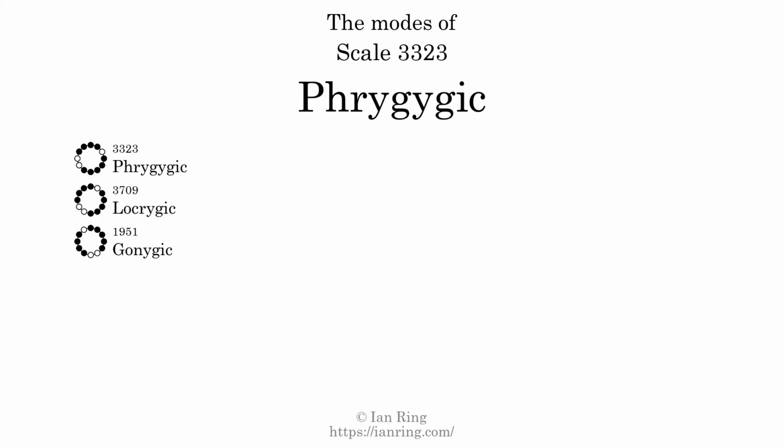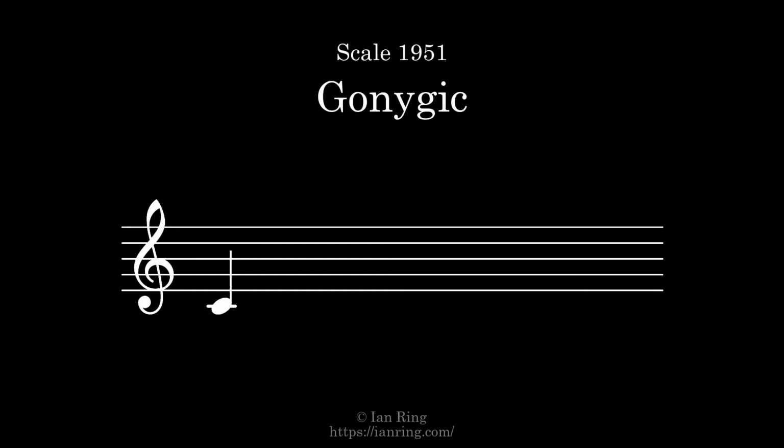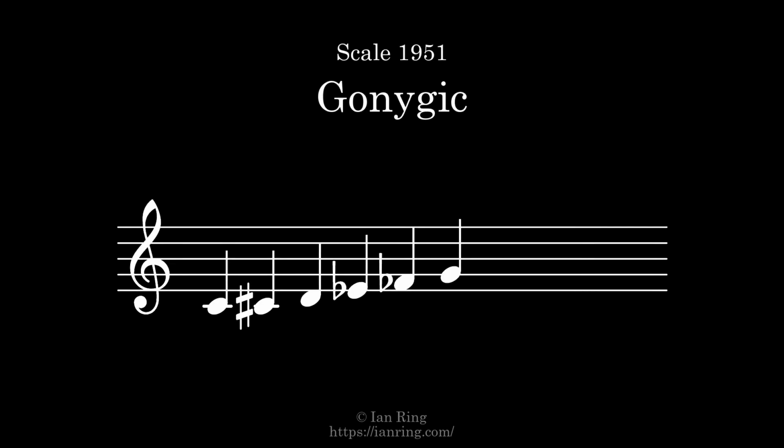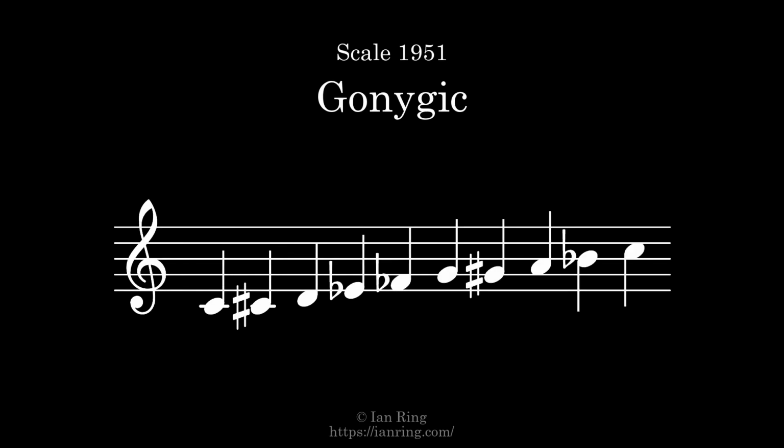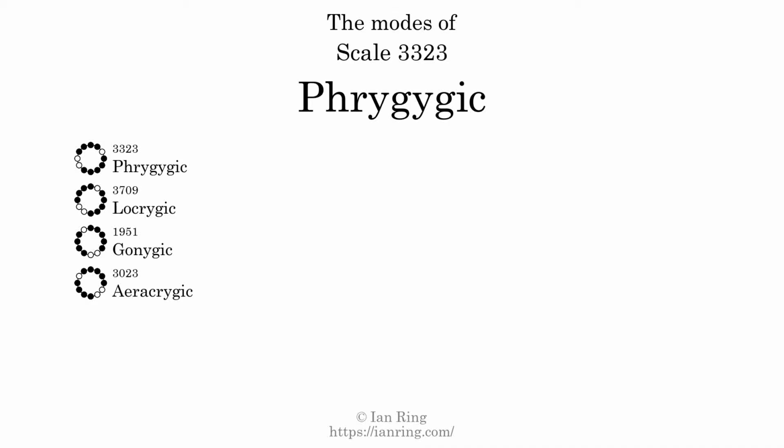The third mode is scale 1951, also known as Phrygygic. It sounds like this. The fourth mode is scale 3023, also known as Phrygygic. It sounds like this.